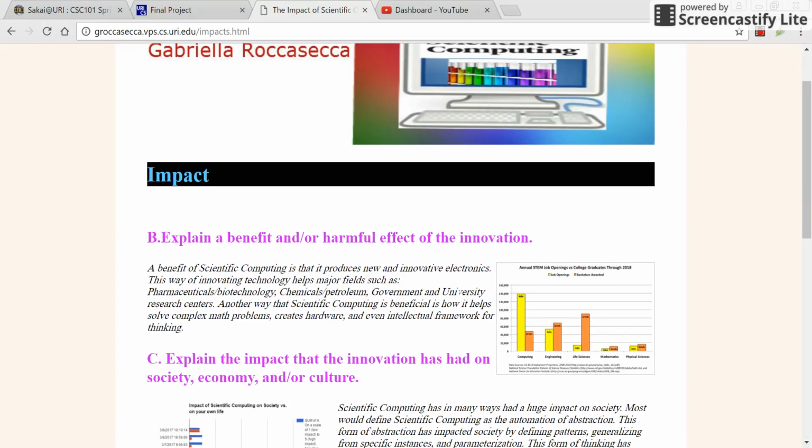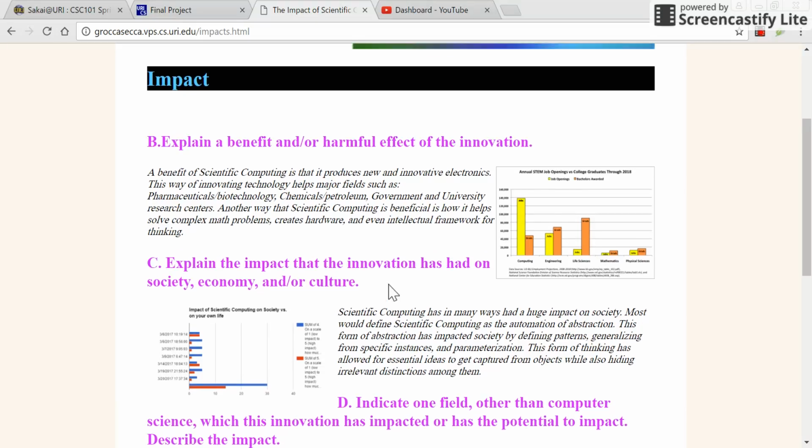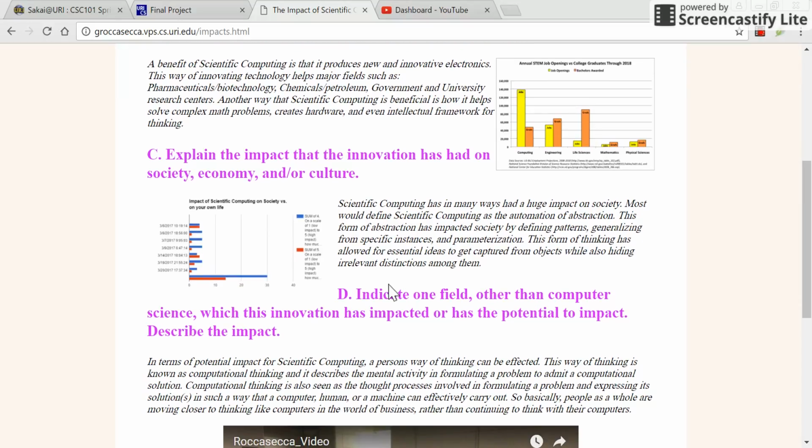All right, looking at the impact of scientific computing. Explain a benefit and or harmful effect of the innovation. So, some benefits of scientific computing is that it improves our intellectual framework and helps solve complex math problems. It even helps major fields such as pharmaceuticals, biotechnology, chemicals, also government and university research centers. Now, we're going to go over here and we're going to explain the impact that the innovation has had on society, economy, and or culture.